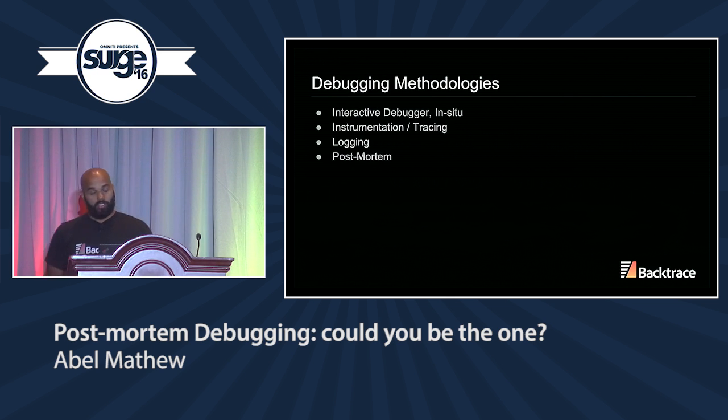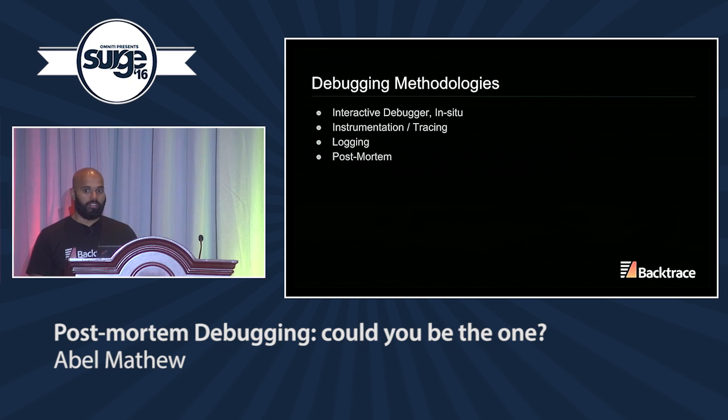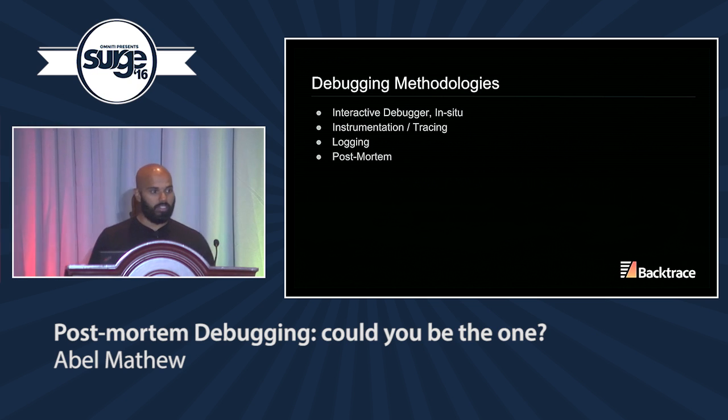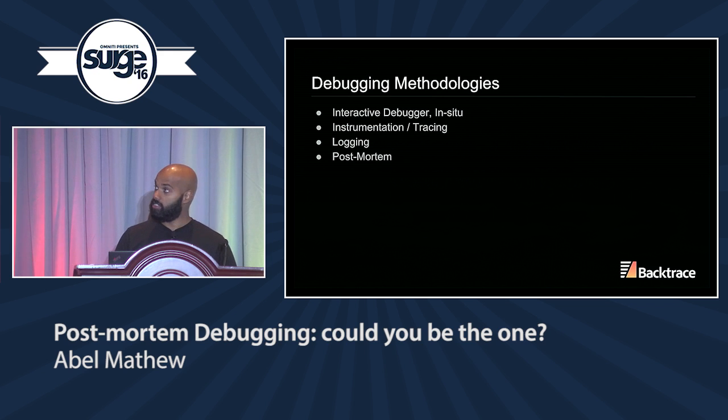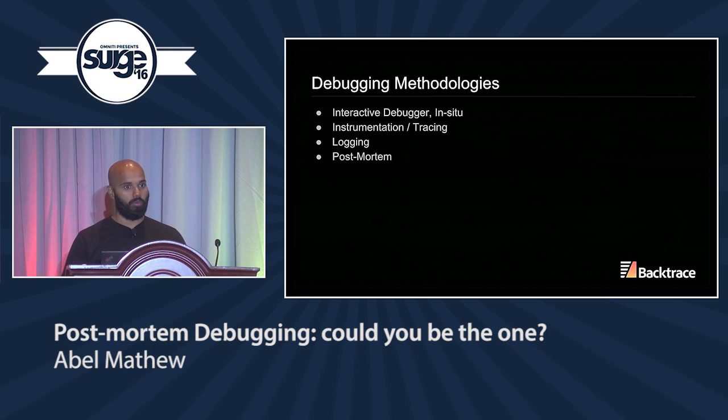So, debugging methodologies. Let's start off with the first and the easy one. That's the interactive debugger. In some cases, people call it an in situ debugger, but it's basically the typical REPL that you guys are used to. Next, print, etc. Instrumentation and tracing. This is stuff like perf, strace, and we'll talk about why you'd want to use instrumentation in a second. There's the typical logging, the classic printf statement that people use. And then finally, the star of the show today, which is postmortem debugging.